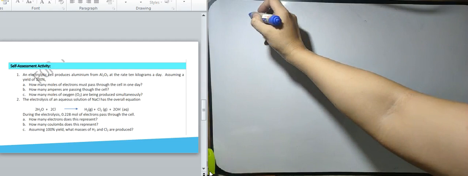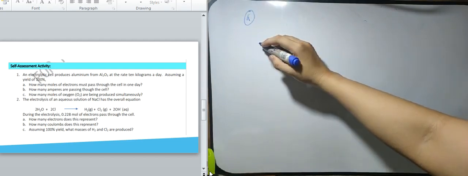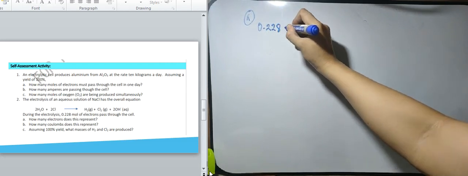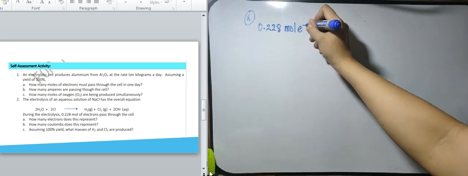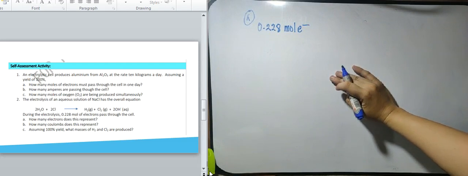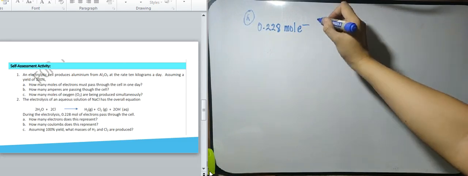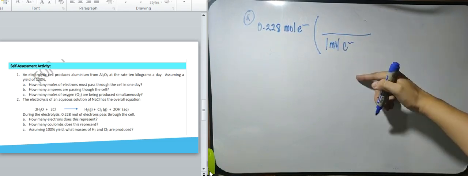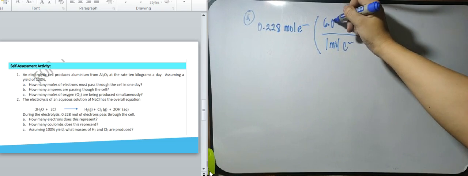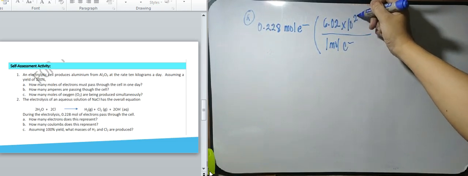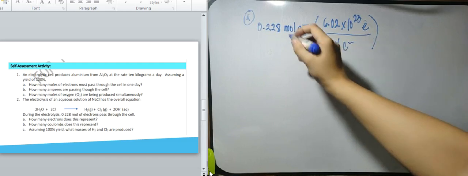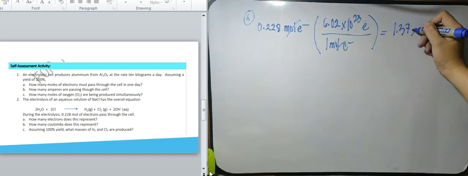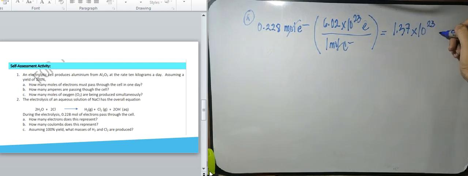So we have here letter A. So we have 0.228 mole electron. Okay. So in 1 mole electron, remember that we have 6.02 times 10 raised to 23 electrons. So moles, moles. So we have 1.37 times 10 raised to 23 electrons.